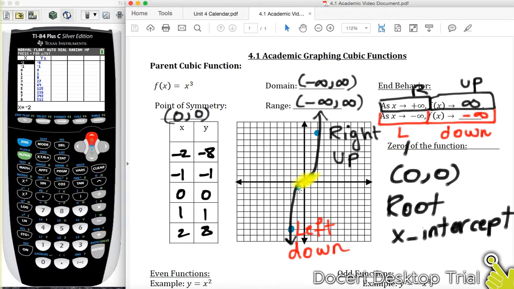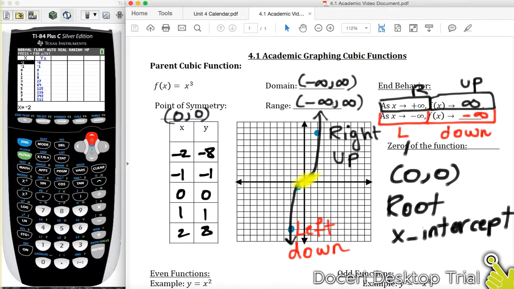The point of symmetry is going to be where your graph curves. In this case, it's at the origin. End behavior means look at the right side of your graph. Where is it going, up or down? And then look at the left side of your graph. Where is it going, up or down? The 0 is going to be the x-intercept. The domain and range of a cubic function is always going to be all real numbers because it continues on forever.